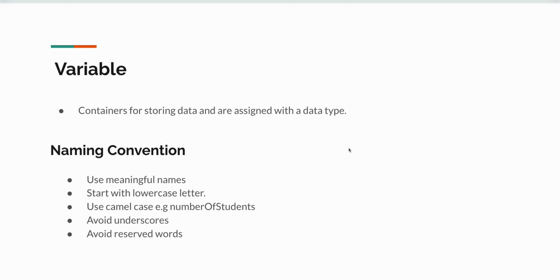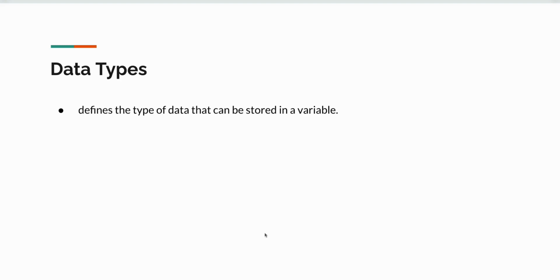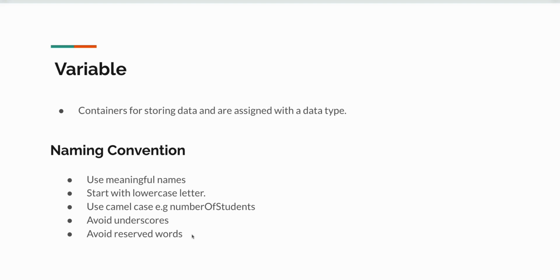In Java there are naming conventions we need to follow. It's important that you use a meaningful name, starting with lowercase, using camel case, like this: numberOfStudents. Avoid underscores, which a different programming language like Python uses while defining variable names. Avoid reserved words as well. These are some of the important naming conventions you need to know for a start.